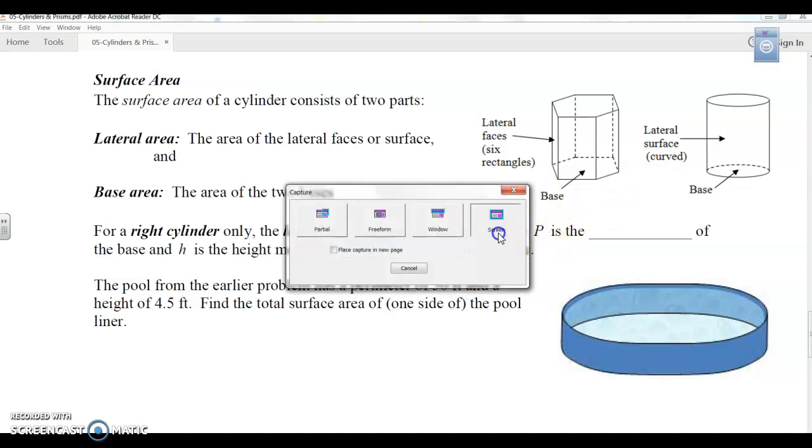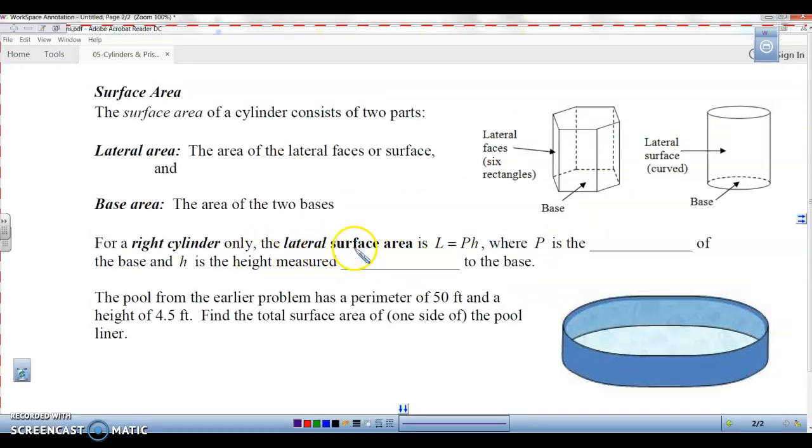So for a right cylinder only, the lateral surface area is L equals PH. All right, so a right cylinder means it's a perfectly straight up and down cylinder like this. Okay, P is the perimeter of the base, and H is the height measured perpendicular to the base.